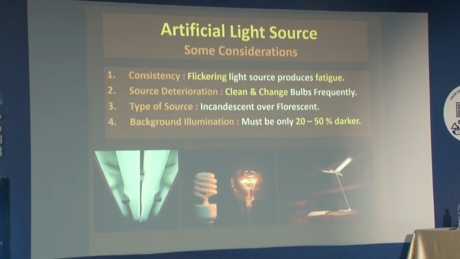The second thing is source deterioration. Most incandescent bulbs have tungsten filaments, and that decays with time. So after every few months, you have to keep replacing the bulbs or cleaning them of carbon deposits on top. The source is also very important. One must always choose a regular yellow incandescent bulb like that over a CFL or a fluorescent tube. The reason will become very clear in the next slide. And the fourth thing to remember is the background illumination must be 20 to 50% darker.